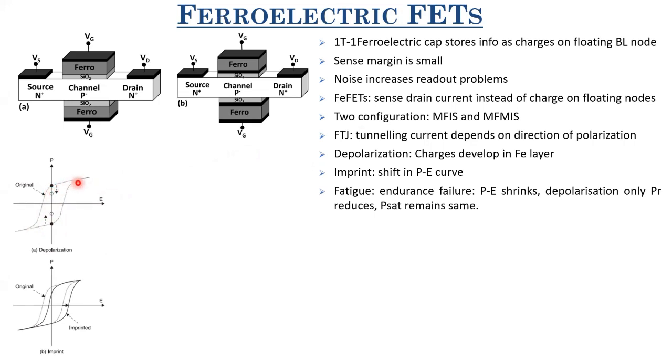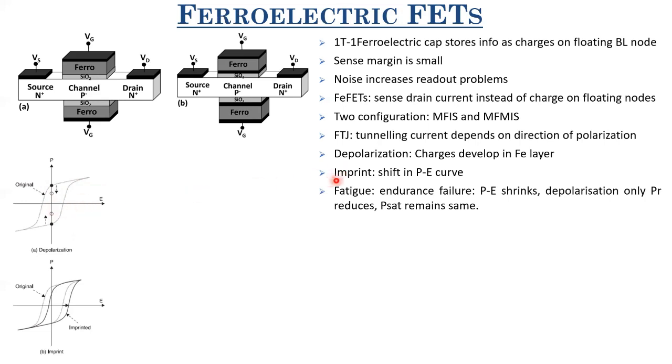It will again reach this PSAT. This is the PSAT value. This is the PR value. So if you increase the electric field, it will reach this PSAT. Even in that case, only the PR shrinks. Only the PR shrinks due to depolarization, or the development of charges inside the ferroelectric layer.